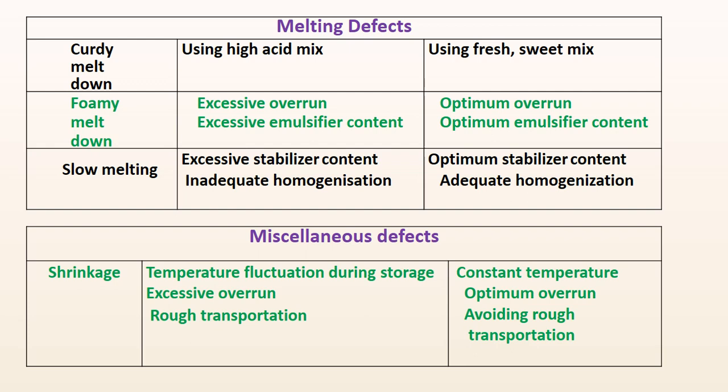The third one is slow melting. The cause is excessive stabilizer content or inadequate homogenization. The solution is optimum stabilizer content and adequate homogenization. And the last one in ice cream is miscellaneous defects, that is the shrinkage. The cause is temperature fluctuation during storage, excessive overrun and rough transportation. The solution is constant temperature, optimum overrun and avoiding rough transportation.